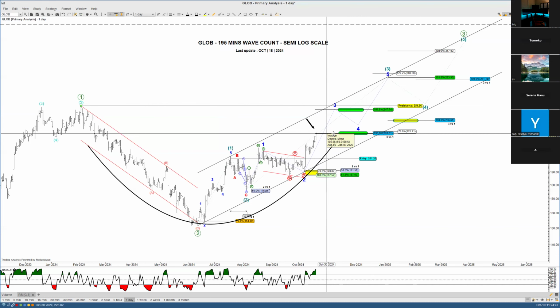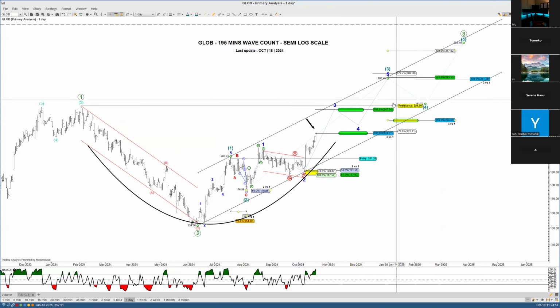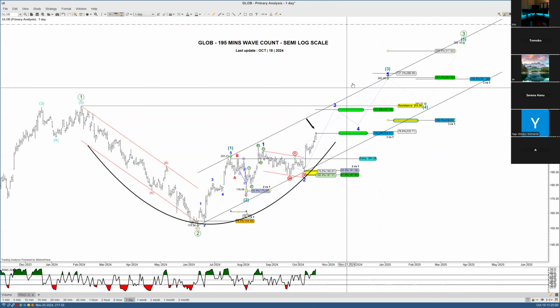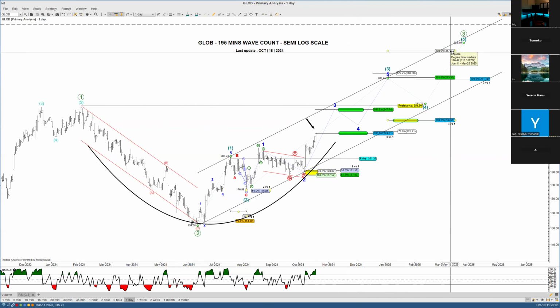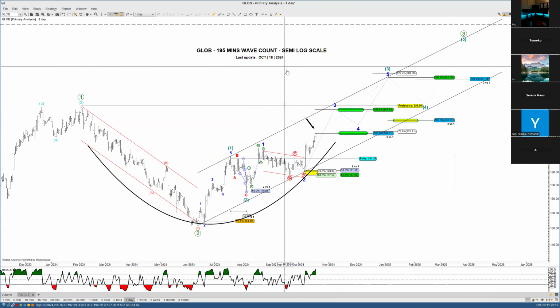If we clear this one, our 100% move from the previous swing at 236 gets to 247, which is going to be 161.8 and satisfies the wave 3. With the prior high of wave 1, that's going to be resistance. This breakout right there is going to open more upside. So there is a long way to go.